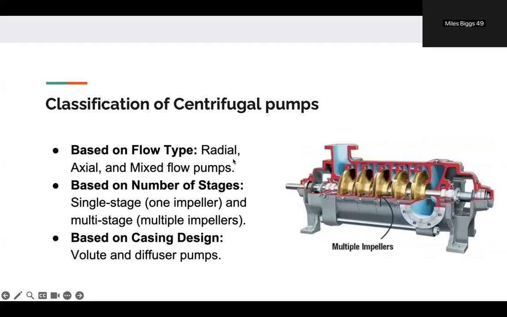Classification of centrifugal pumps. Based on flow type, you're going to have radial, axial, and mixed flow pumps. Based on the number of stages, a single stage is going to be one impeller and multi-stage is going to be multiple impellers. And then casing designs, you have volute and diffuser pumps as your main two.